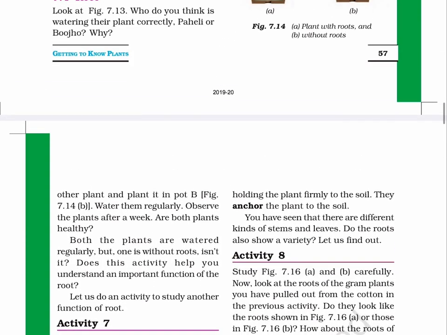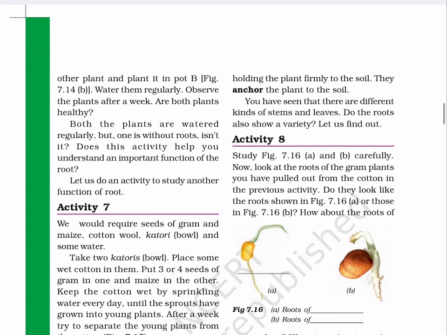Page 58. Water them regularly. Observe the plants after a week. Are both plants healthy? Both the plants are watered regularly, but one is without roots, isn't it? Does this activity help you understand an important function of the root?